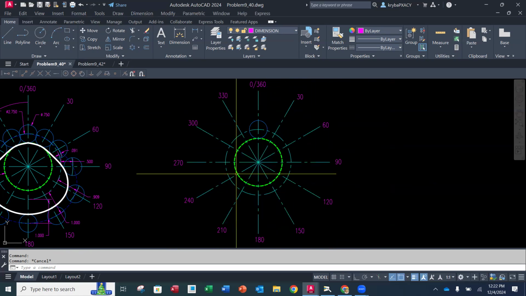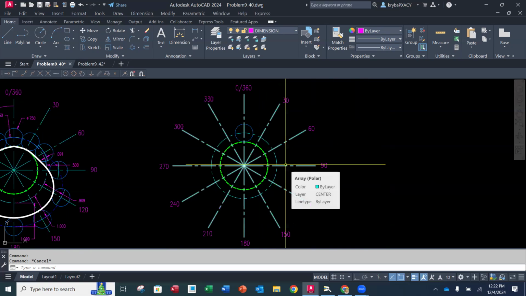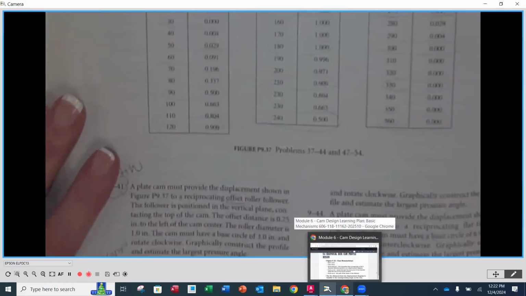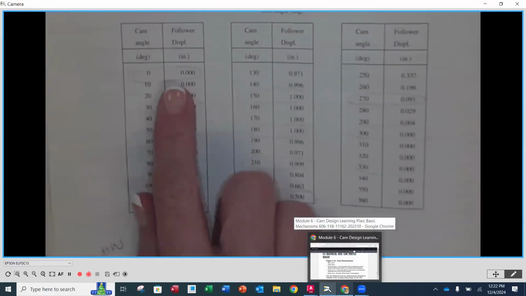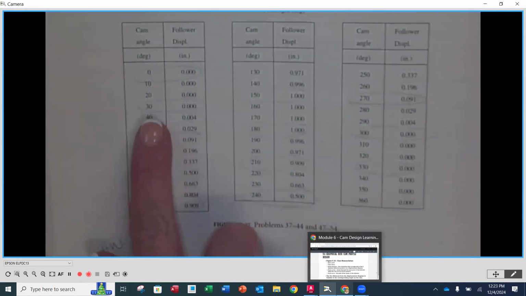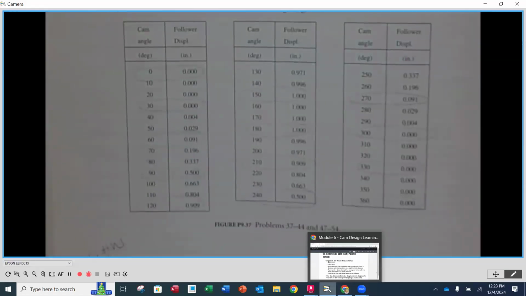Okay. So now what we're going to do is start using the information from the chart. So if we go back to page 256 and we look on the chart, it said at 0 degrees, this is going to be our 0. And we're expecting that because that's the home position. That's where everything starts. And then you're going to notice at 30 degrees, it's the same number. It's 0, 0 on our distance.